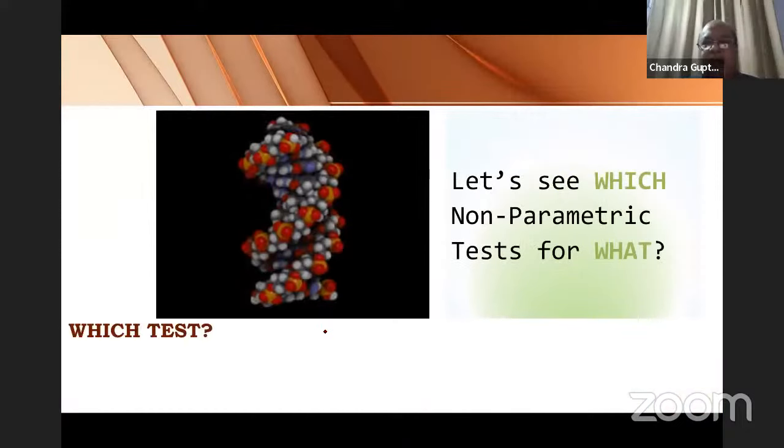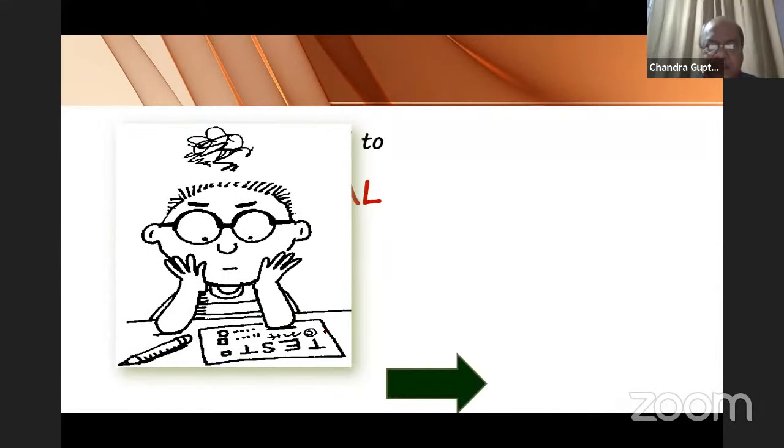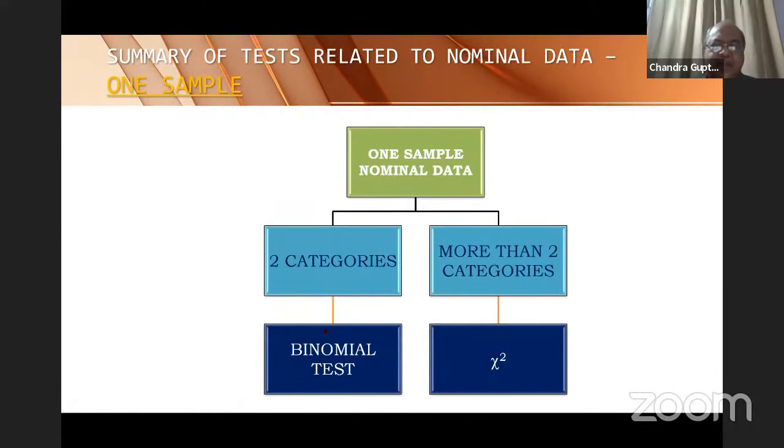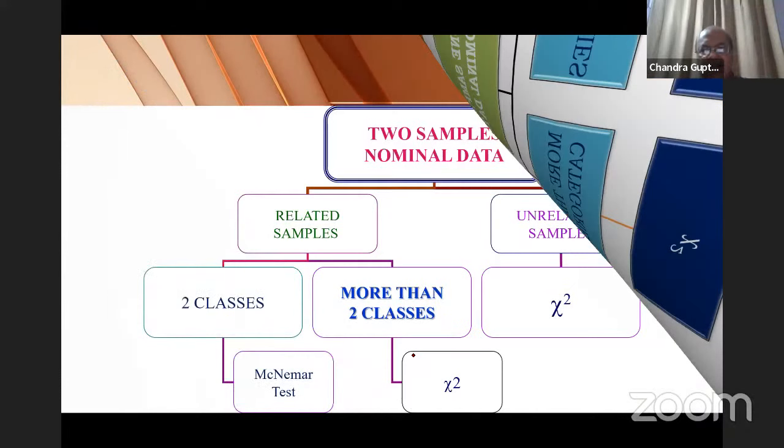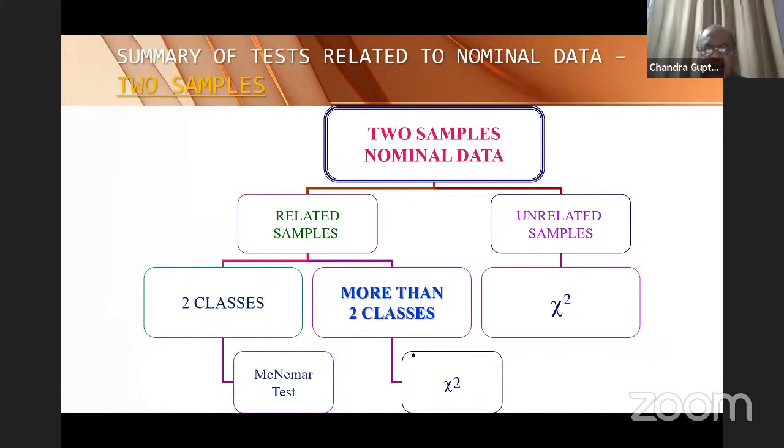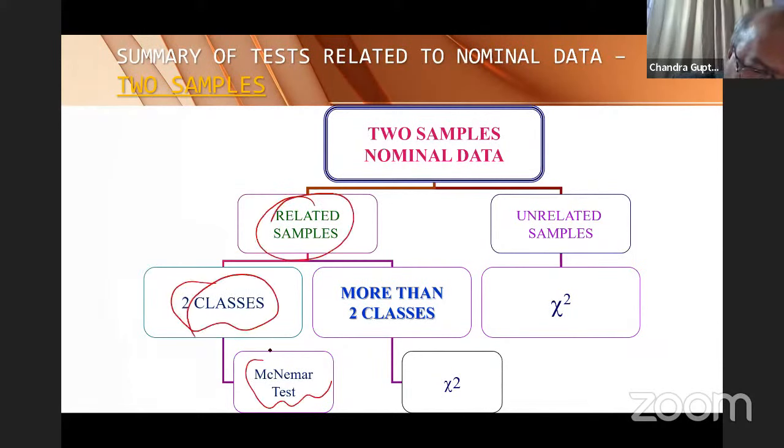Now let's see what are the non-parametric tests which we use. Again, my discussion will be on the same lines. We have the nominal data. For the nominal data, one sample and two categories, there we use binomial test. And if you have more than two categories, we use the chi-square. And if you have two samples and they are related samples, and you have only two categories, we use McNemar test. If you have more than two, chi-square, unrelated samples, chi-square.